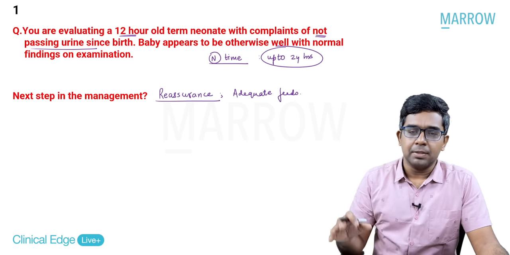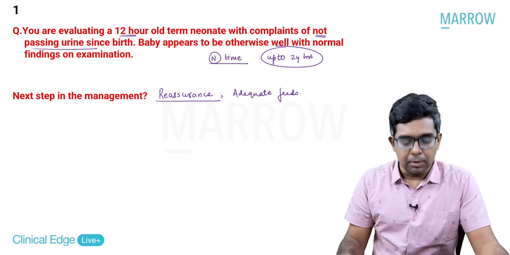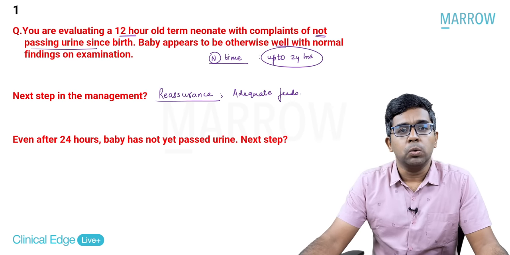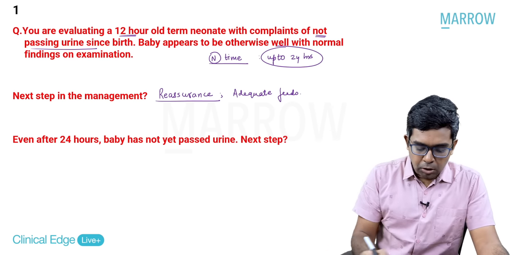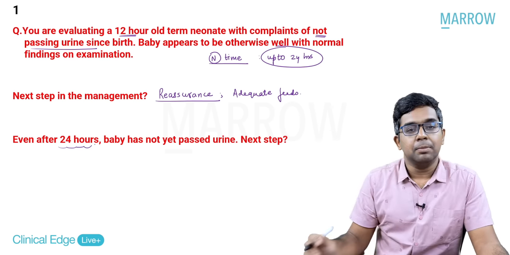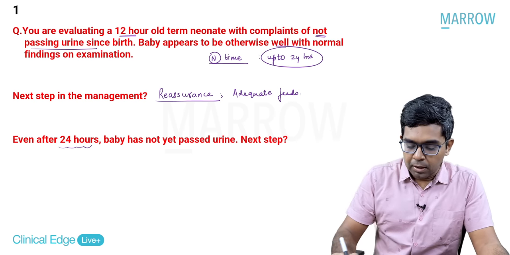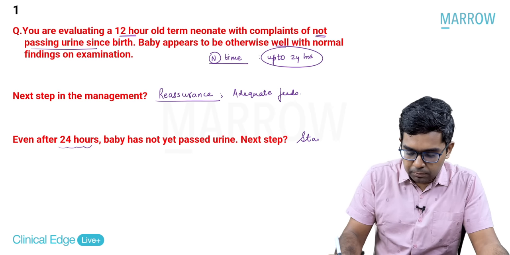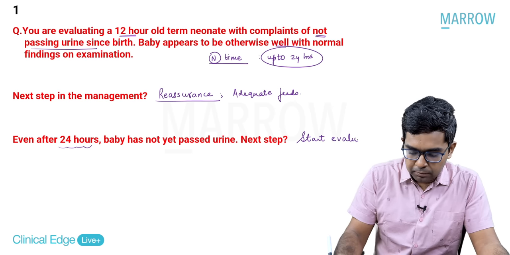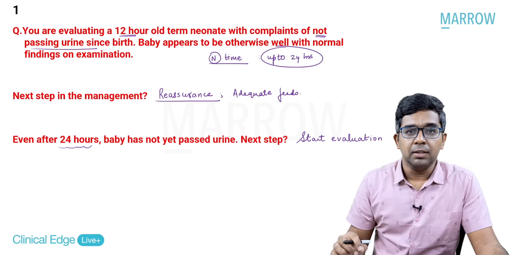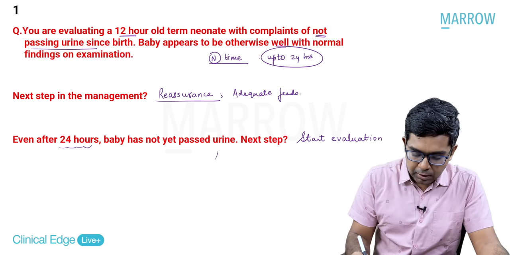Now moving on, the same scenario, the same baby, but even after 24 hours, the baby has not yet passed urine. What would be the next step in management? Now, this is already 24 hours and still the baby has not passed urine. This becomes a cause of concern at this time, and you have to start evaluation. I am going to tell you what all things we are going to evaluate in this particular baby. However, the first thing which you should do in the evaluation is to assess the bladder size.